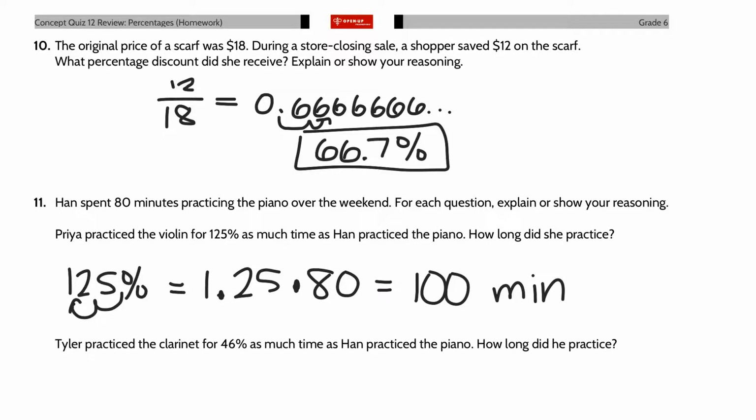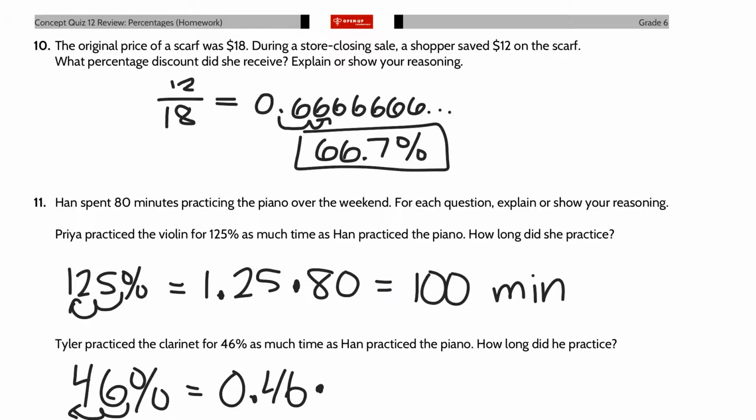Same concept here for Tyler. 46% is going to be 0.46 if we write that percentage as a decimal. Take that and multiply it by Hans' time. And 46 hundredths times 80 is going to result in 36 and 8/10 of a minute.